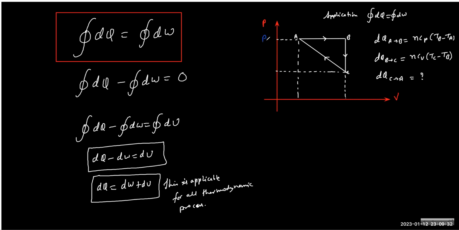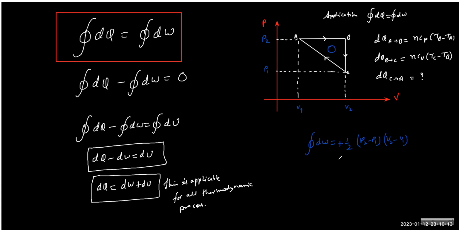So if I call this P2, this P1, this V1, and this V2, can we find the area under the curve? What is the area under the curve? Half into P2 minus P1 into V2 minus V1. Which means the entire dW we can get at once: half into (P2 minus P1) into (V2 minus V1), right, guys? And also it is clockwise, so it must be positive, as we discussed in the last lecture.